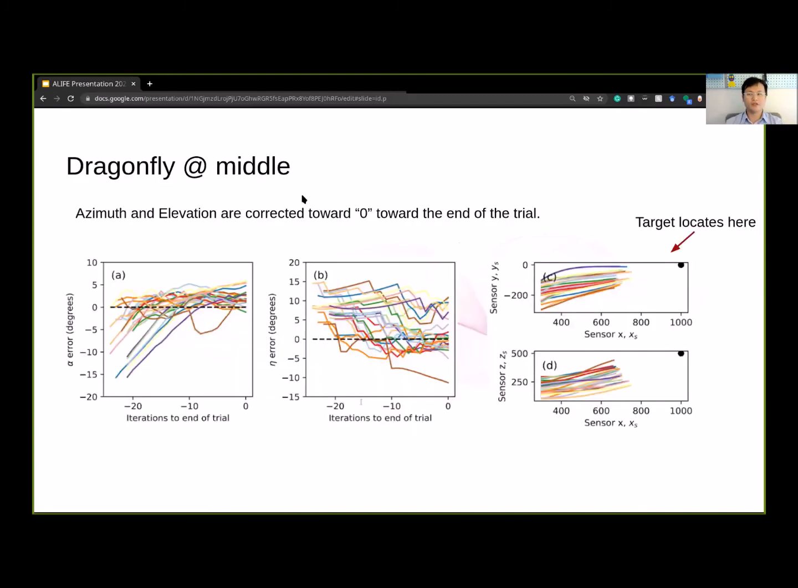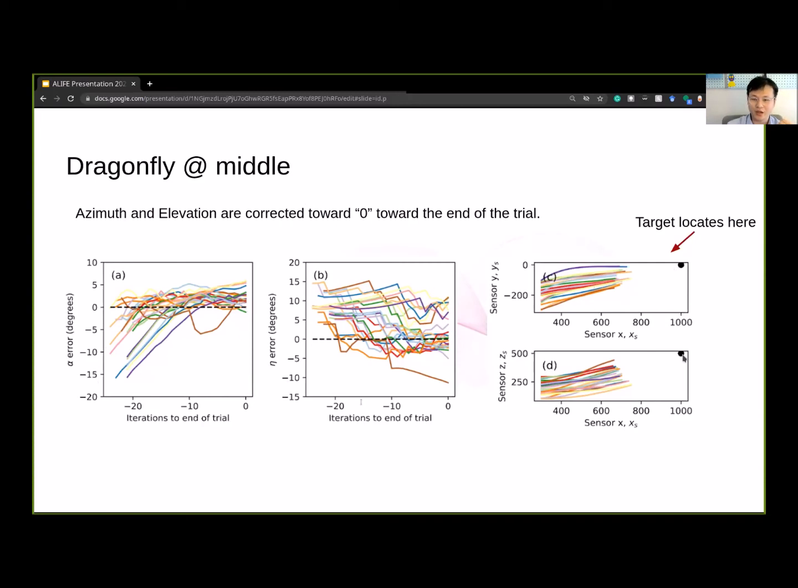So this is our experimental result for the case where the bat is in the middle of the leaf. As you can see, this is the correction of azimuth. The correction of azimuth goes towards 0, and the correction of elevation also goes towards 0. But you can see that the correction of elevation is a little bit worse, a lot worse, than the correction of azimuth.